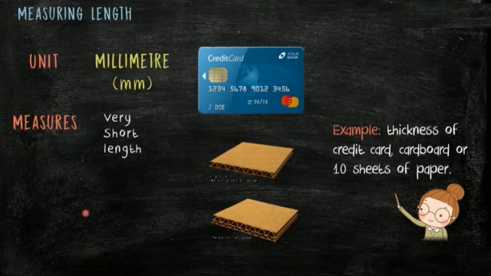Students, to measure length, the first unit is millimeter. It is denoted as mm. Whenever you write mm, it is read as millimeter. We use millimeter to measure very short lengths like the thickness of a credit card, cardboard or 10 sheets of paper.